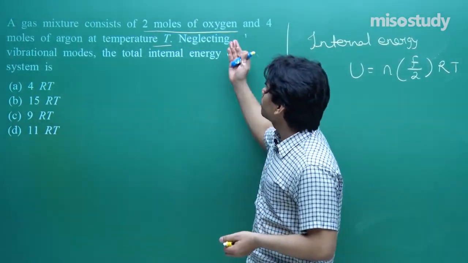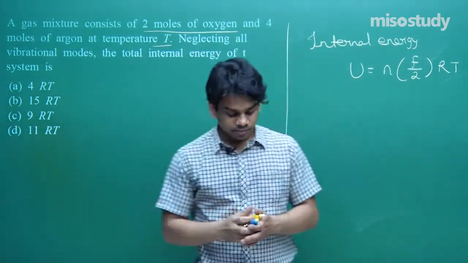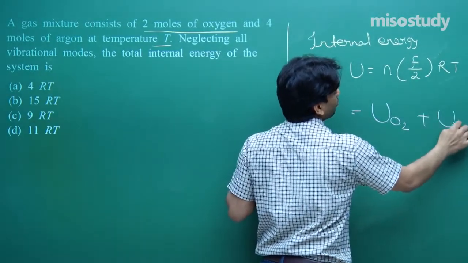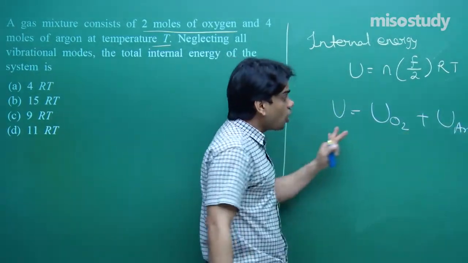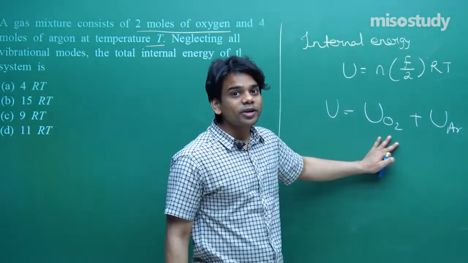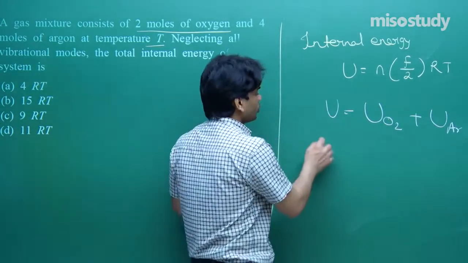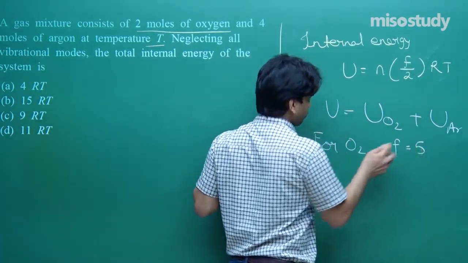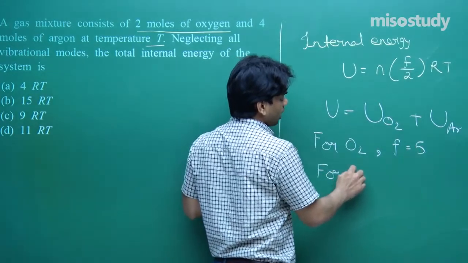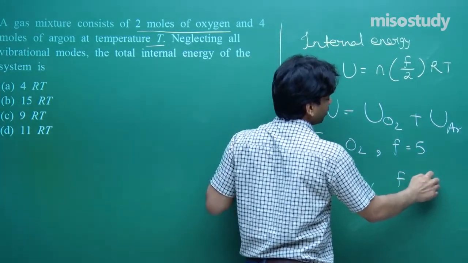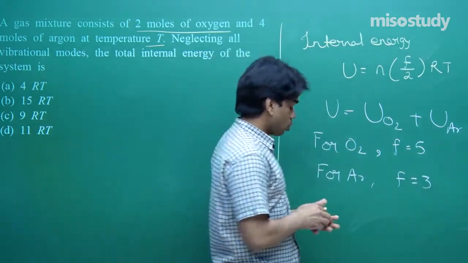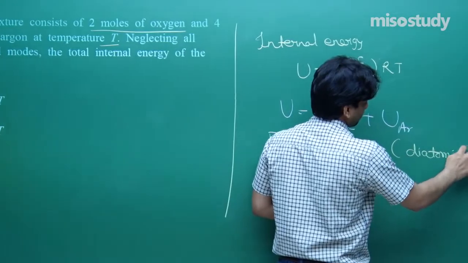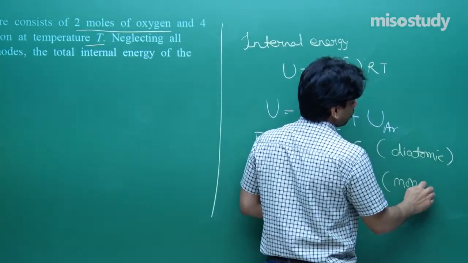Gas mixture consists of 2 moles of oxygen and 4 moles of argon. So 2 gases are there. So internal energy of oxygen plus internal energy of argon. Oxygen is diatomic. For diatomic, degree of freedom is 5. So for oxygen, degree of freedom will be equal to 5 since it's diatomic. For argon, the degree of freedom will be equal to 3 since it is monatomic.